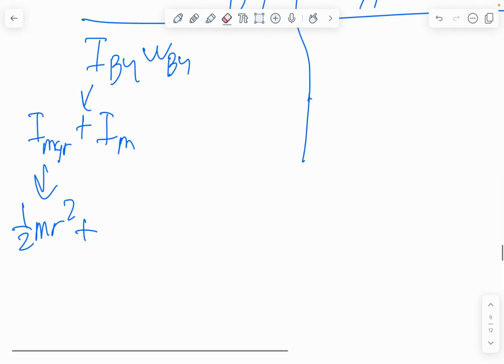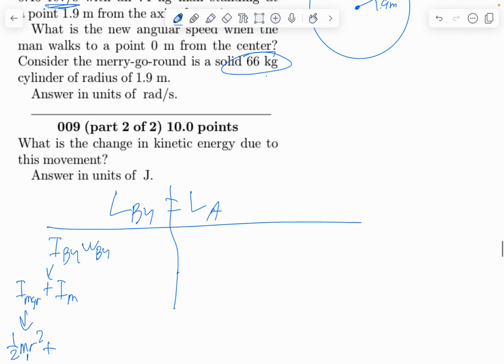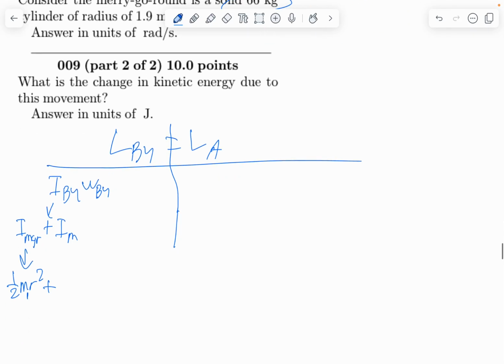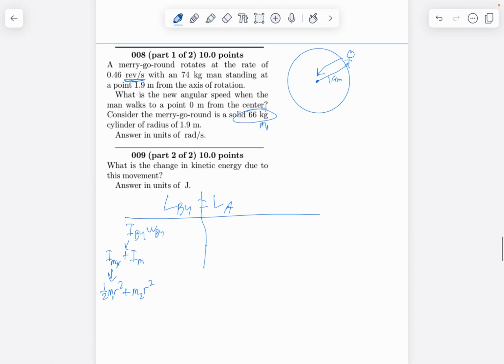So maybe I'll be specific. I'll call that M1. 66 is M1, the merry-go-round. I'll make my man 2. So plus the man. We'll treat the man like a point mass. That's just M R squared, right? M2 is the mass of the man. My mass of the man is 74. Yours is a different number.